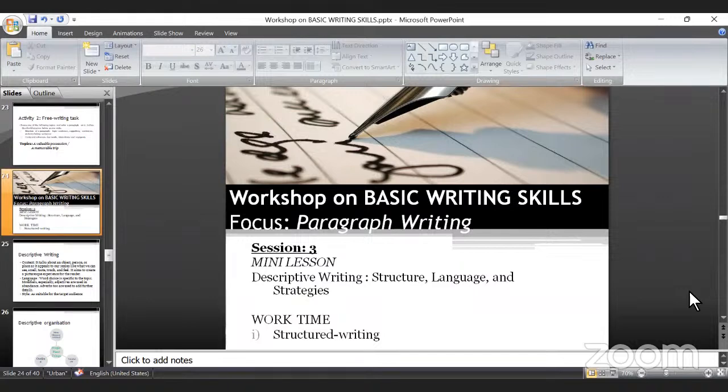The work time will include writing the structure. We did structured writing in the last class. I do not know how many of you were there for the last class, but those of you who were not here, you will have to write your paragraphs again today. But if by chance you had been in the last class, then you will already have that work saved with you, or else you just write it again today. That's all. So that's for the mini lesson.